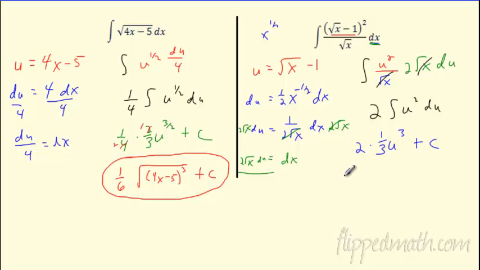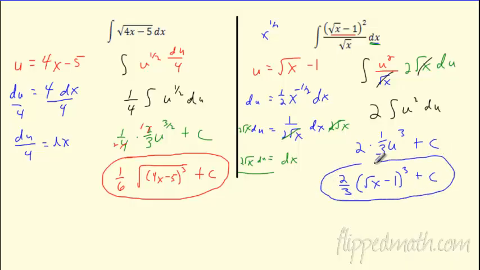And let's wrap it up. This will be 2/3. What was u? It was the square root of x. So 2/3, square root of x minus 1, all of that being cubed. There it is right there.